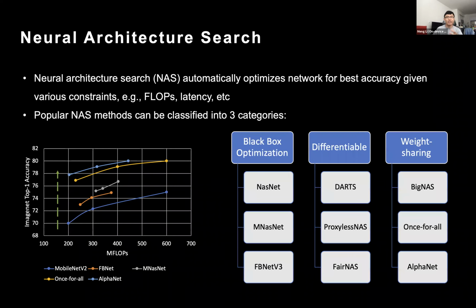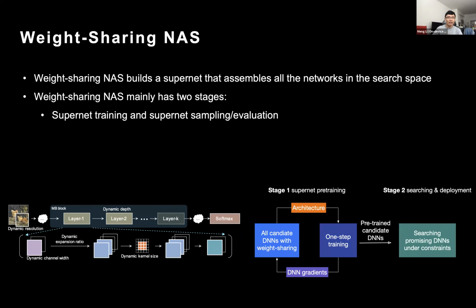Popular NAS methods can be classified into three categories, including black box optimization like NASNet, MNASNet, and AutoML v3, differentiable methods like DARTS, ProxylessNAS, and FairNAS, or weight sharing NAS like BigNAS, Once-for-All network, and AlphaNet, which was proposed by our group. Weight sharing NAS builds a supernet that assembles all the networks in the search space, and it is becoming more and more popular in recent years, especially because of its high search efficiency and the superior accuracy of the acquired networks.